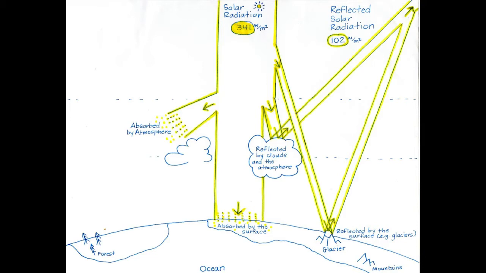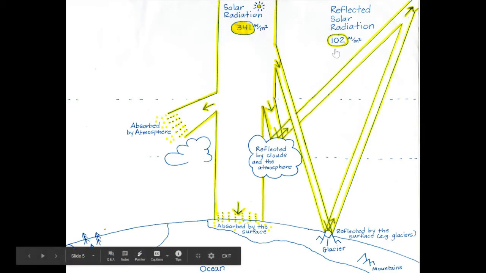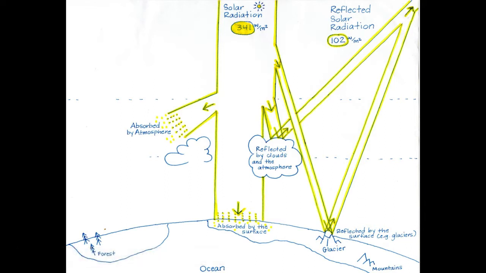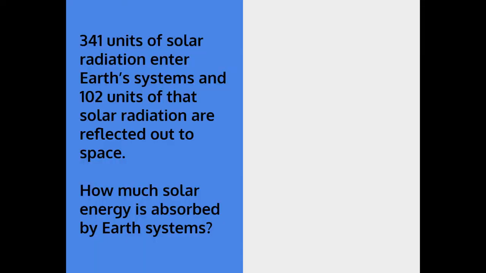Of the 341 units of energy that enter Earth as solar radiation, 102 of those units are reflected back out to space and don't actually become transformed or transferred within Earth systems. So if 341 units of solar radiation enter Earth systems and 102 units of that solar radiation are reflected out to space, how much solar energy is absorbed by Earth systems?